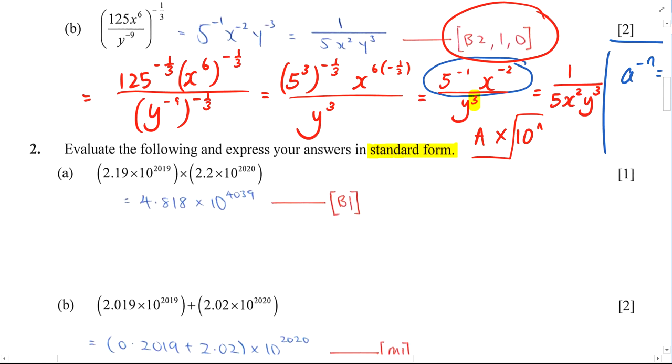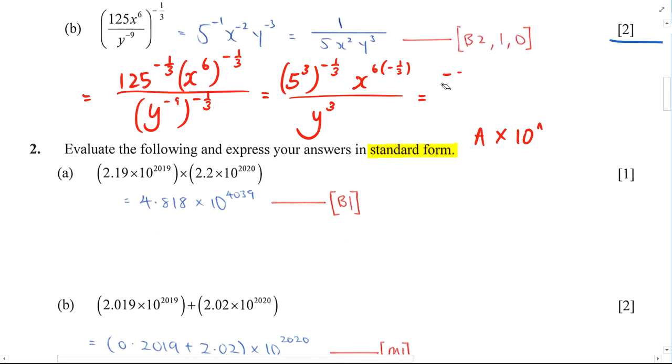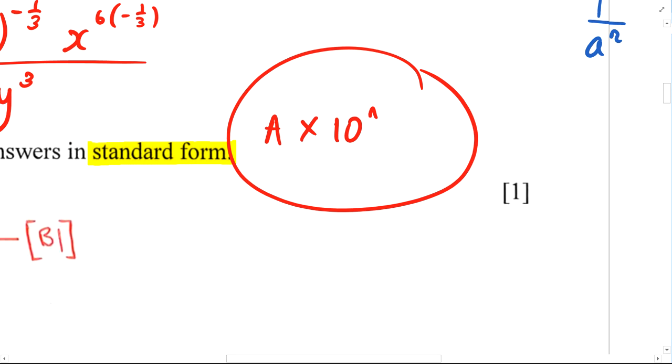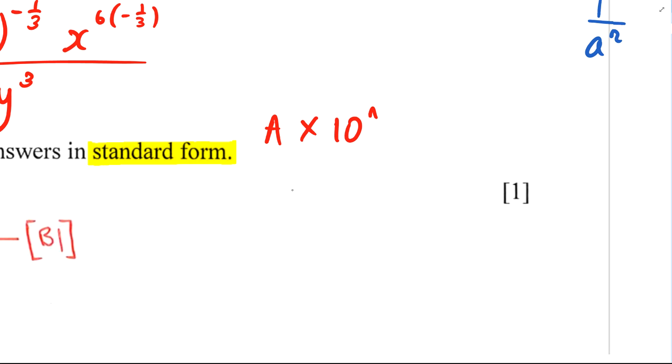Now question 2a, evaluate and answer it in standard form. Okay, standard form. Standard form looks like this. a times 10 to the power of n. I'm quite lenient in the marking, but I cannot guarantee that this will happen for the next time you are being assessed. I want it to be a times 10 to the power of n, not 10 to the power of n times a.